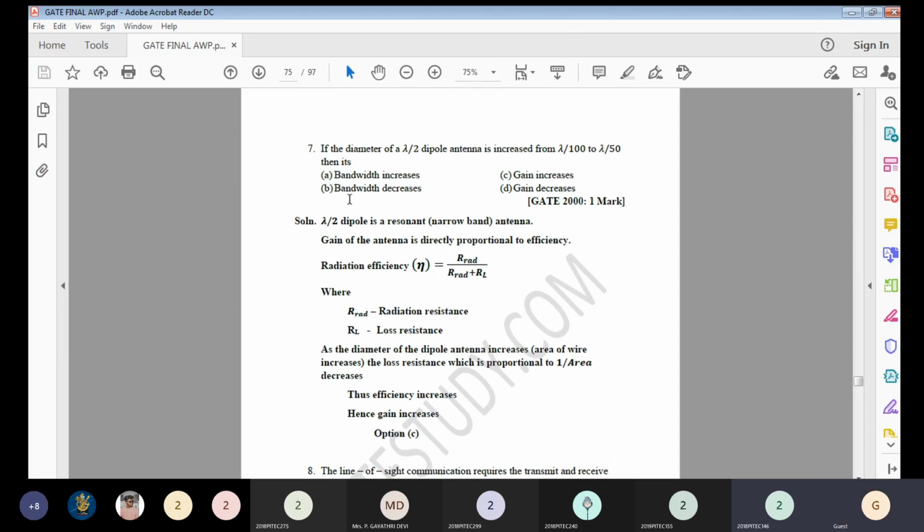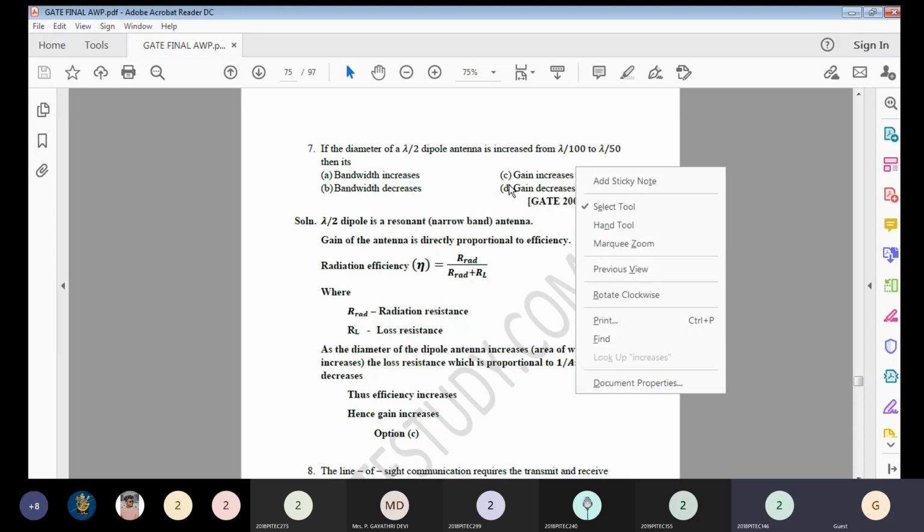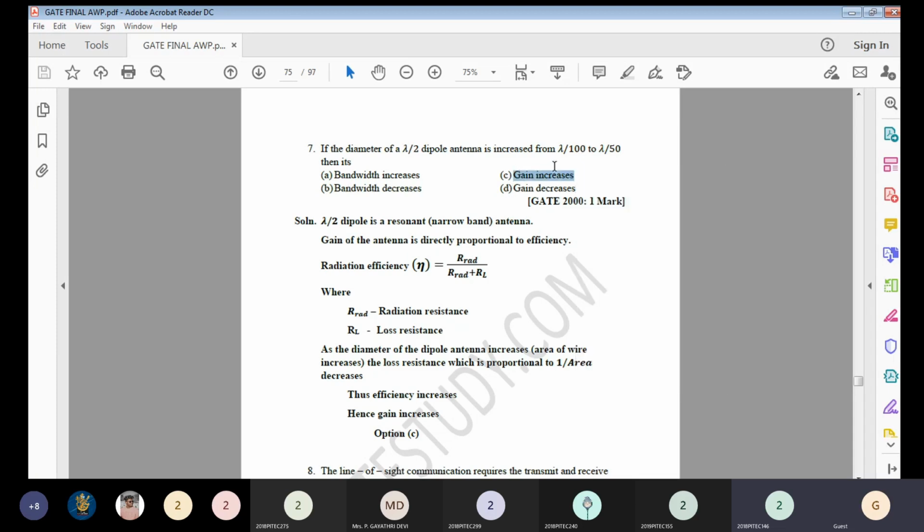Here, if the diameter of a lambda by 2 dipole antenna is increased from lambda/100 to lambda/50, then its beam width increases or its gain increases. The gain of the antenna will be increasing. Whatever it may be, while we increase the diameter of the dipole antenna, we are increasing the gain. So mainly we are concentrating on the gain, and we are going to get the increased gain in terms of this concept.